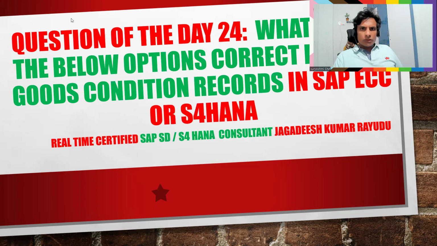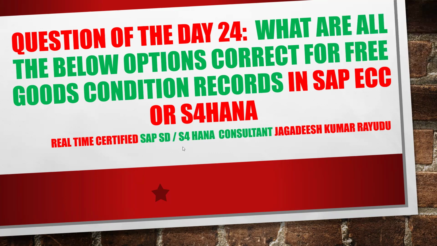This is the 24th. Let's read this. What are all the below options correct for the free goods condition records? Okay. So it may be SAP ECC or S4 HANA. It doesn't make any sense.